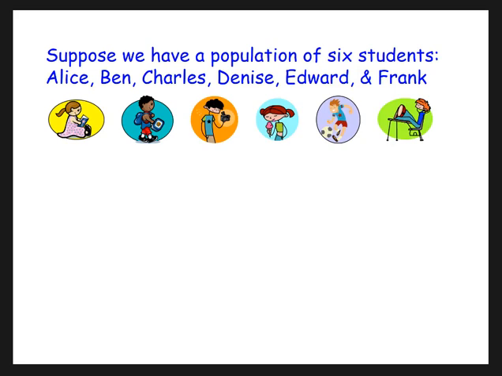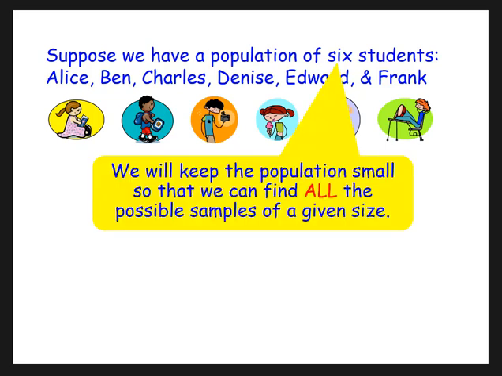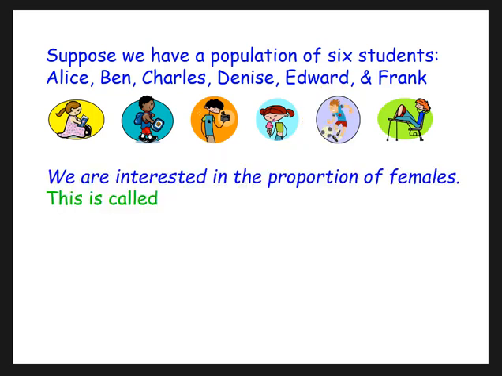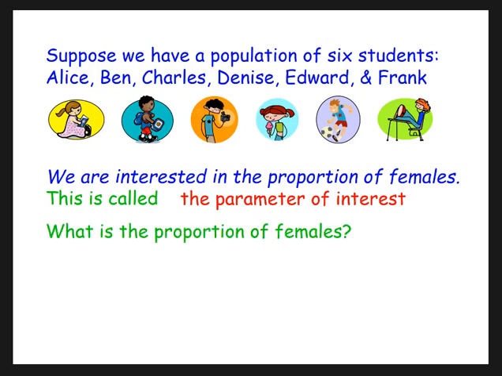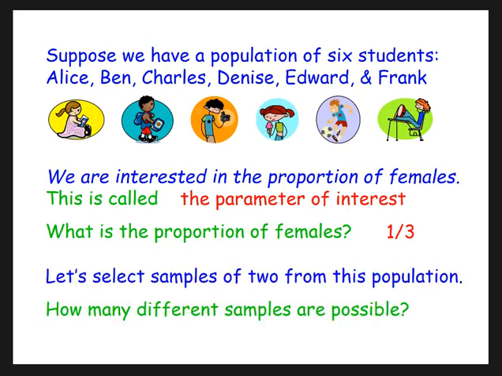Suppose we have a population of 6 students: Alice, Ben, Charles, Denise, Edward, and Frank. We will keep the population small so that we can do all of the possible samples. Here we're interested in the proportion of females. This is called the parameter of interest. So what proportion of those students is female? Well, there are 2 females out of 6 total, so that's 2 out of 6 or 1 out of 3.